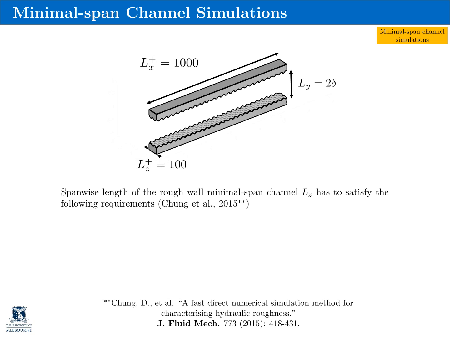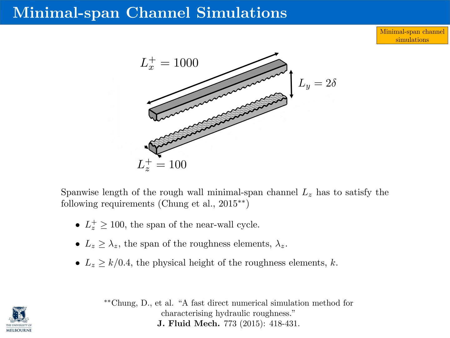Now, to simulate a rough wall minimal span channel, there are a few requirements which have to be satisfied, and they are documented in Chung et al. 2015. The first condition, which I have mentioned before, is that the span-wise length of the domain has to be at least 100 viscous units wide to capture the near wall streaks. Also, as we have explicitly gridded the roughness elements, the span-wise length of the domain has to capture at least one repeating roughness wavelength. And finally, the span-wise length of the domain has to be larger than k divided by 0.4 to ensure that the roughness elements are completely submerged in healthy turbulence.